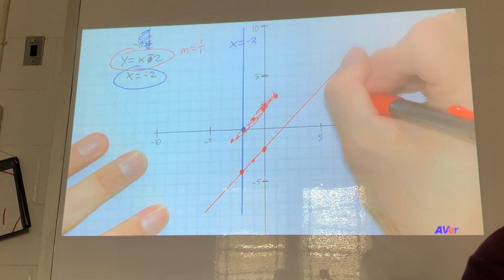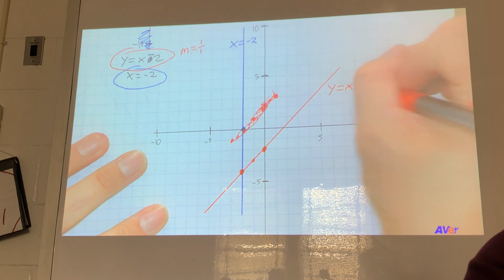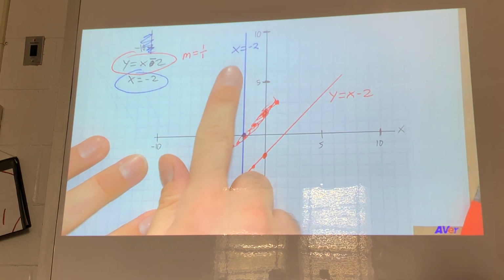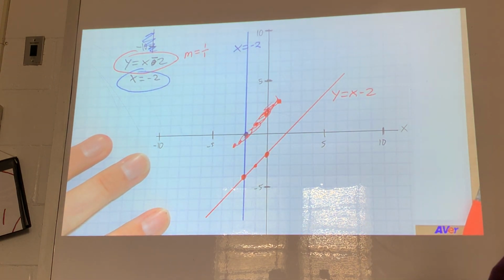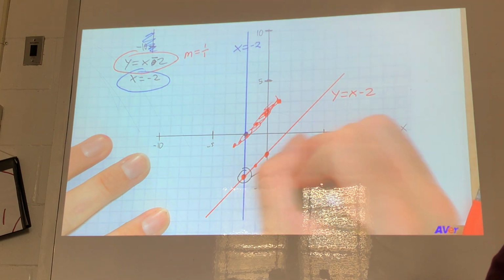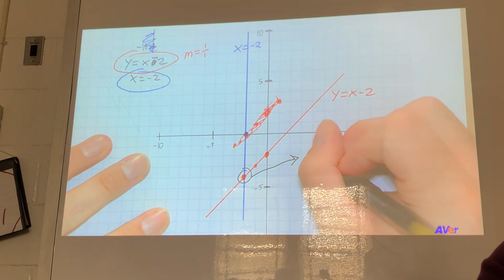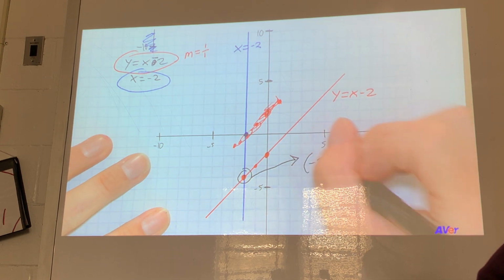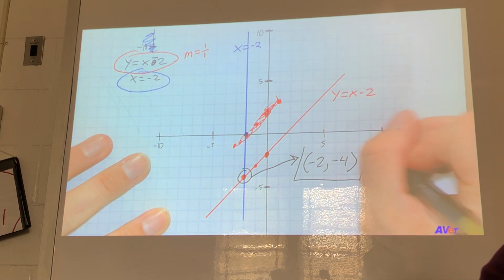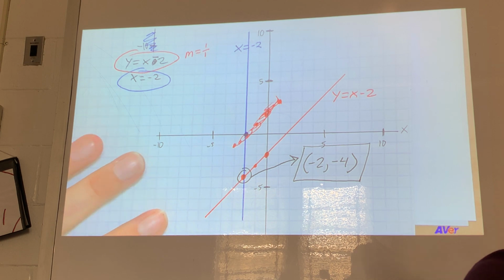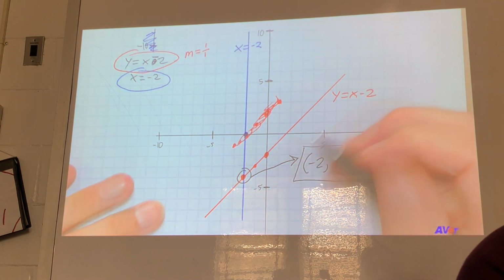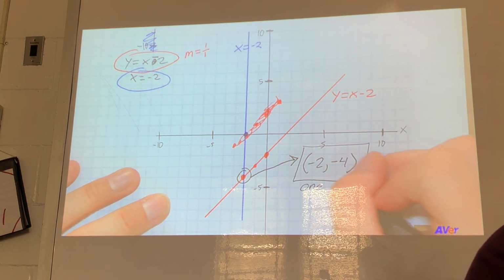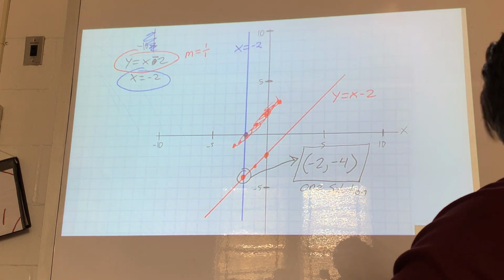All right, so this is the equation y equals x minus 2, and this is the equation x equals negative 2. Where do they intersect? That's the point, negative 2, negative 4, which is how many solutions? One solution. Yay! We did it. Muy bien.